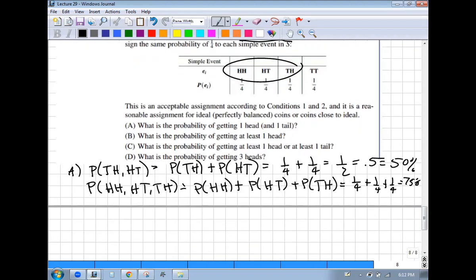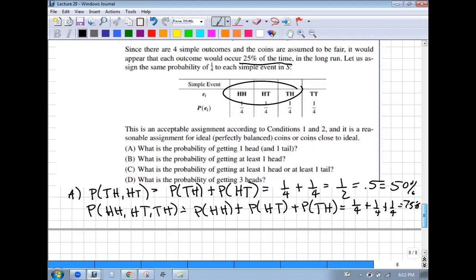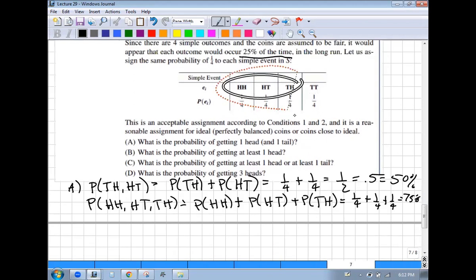And what is the probability of getting at least one head or at least one tail? Okay, that has at least one head. This one has at least one tail. So this is going to be 100%, right? We'd have to add them all up. 1/4 plus 1/4 plus 1/4 would be 1.